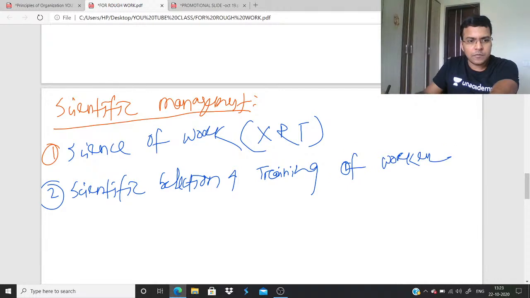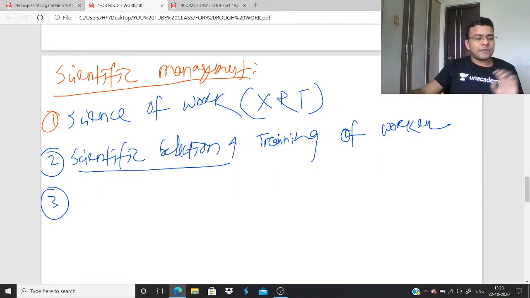You should select scientifically, means every worker should be selected on a scientific basis. So what is the selection? Proper selection, not on the basis of the whims and fancy of the superior. Scientific selection and training. You must provide training to workers. Scientific selection is like merit based selection. Okay, science of work, scientific selection and training of worker.